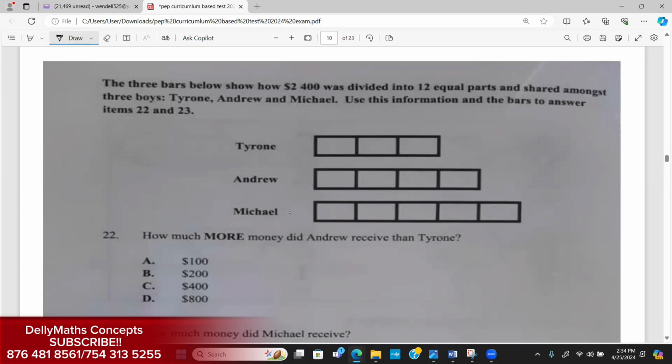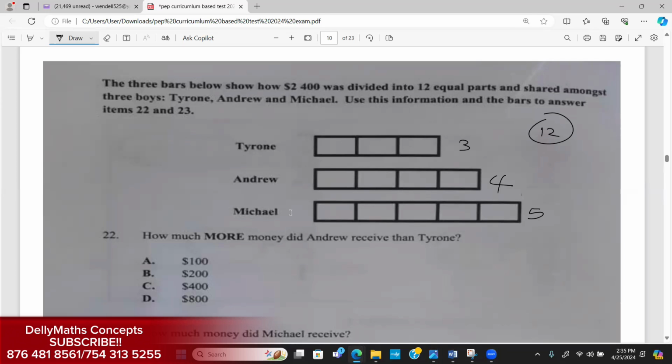So you could see Tyrone got 3 bars, Andrew got 4 bars, and obviously now Michael got 5 bars. Remember, there's a total of 12 bars we're dealing with. So if you add these up, definitely we're going to get over 12 bars. Now, let us see if we can put the question into context. Let us see what they want. It says, how much more money did Andrew receive than Tyrone?